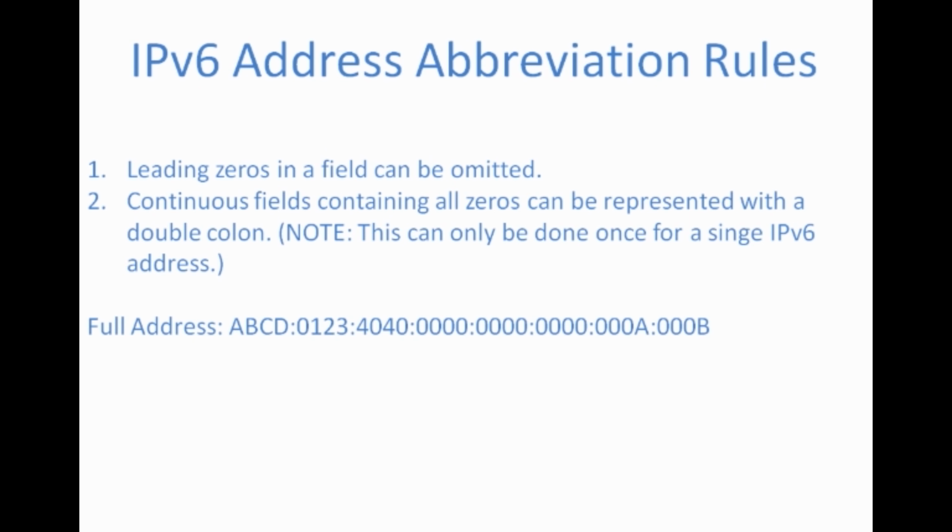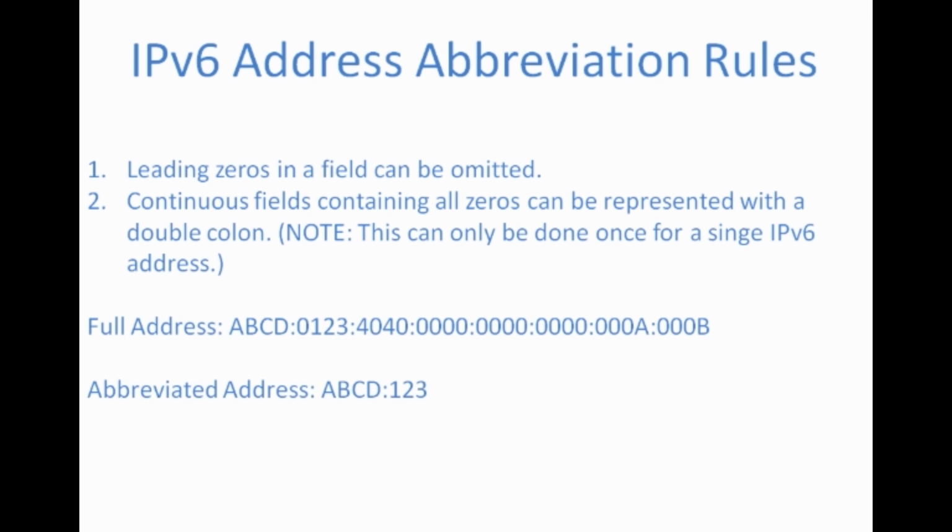Let's go through an example. Here's that address we saw on the previous slide. ABCD colon 0123. Remember, we can omit the leading zero, so we're going to get rid of that 0. 4040, nothing we can really do to abbreviate that field, but then check out 0000 colon 0000 colon 0000. We've got 3 fields in a row, 3 contiguous fields that contain all zeros. We could represent that with a double colon. And then we've got 000A. We can omit the leading zeros, so that's just going to be an A. Colon 000B. We're going to omit those leading zeros to give us just a B.